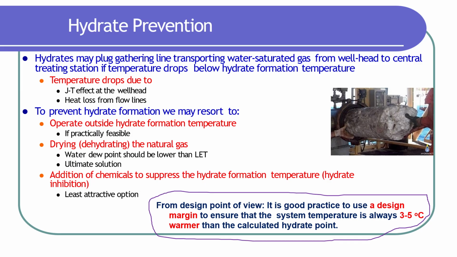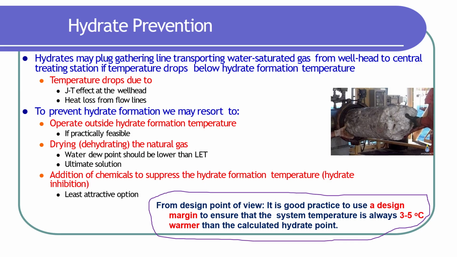calculated hydrate point. So let's assume that you have calculated that the hydrate will form, for example, at 17 degrees Celsius. So it's recommended always to add 3 to 5 degrees Celsius as a margin to make the stream warmer, which means that you're going to reduce the chance, or you're going to operate more on the safe side. So if your calculated hydrate temperature is around 17, then it's safe to say that we need to operate at around 20 degrees Celsius instead of 17, just to add this margin for design as well.